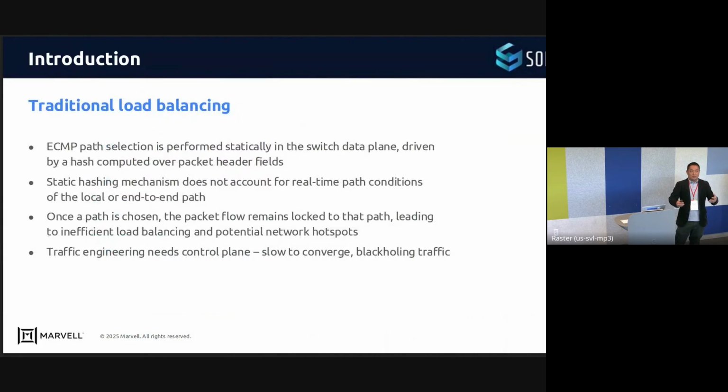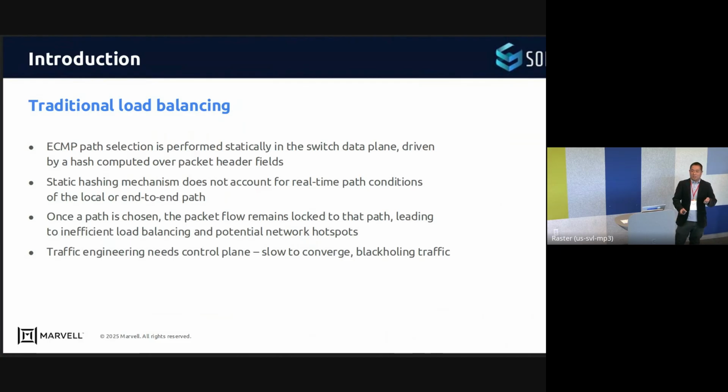So within traditional load balancing, such as ECMP and LAG hash, they're, as you probably know, performed statically in the switch data plane, and we usually match on the typical 5-tuple. But the problem with static hashing is that it doesn't take into account any of the real-time path conditions, either local or end-to-end. It also doesn't take into account the size of the flows, the duration of the flows, or anything like that. And once the path is chosen, our packets are locked to that path.